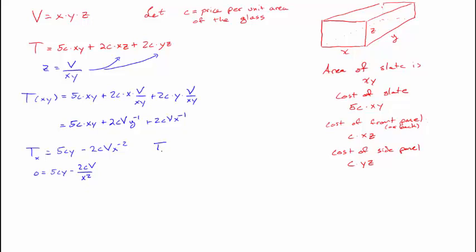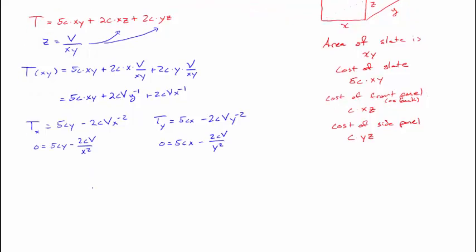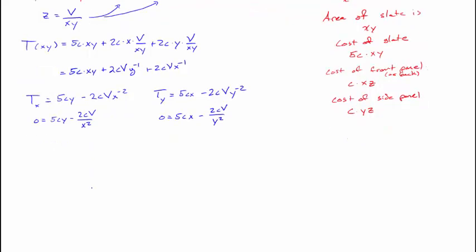I want the partial derivative with respect to y first. This is going to be 5cx, what I say, not what I write, minus 2cv y to the negative 2. When I set this equal to 0, I get 0 equals 5cx minus 2cv over y squared. So I want to find x and y solutions that satisfy both of these. I'm going to add this to the other side and divide by c.